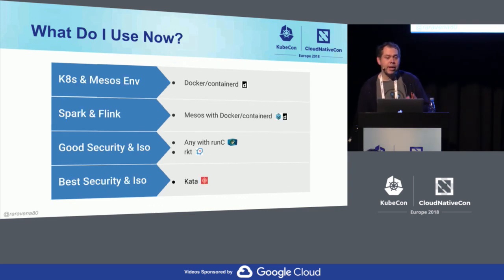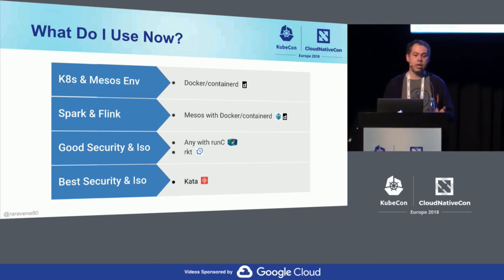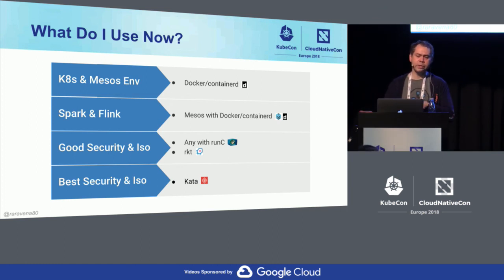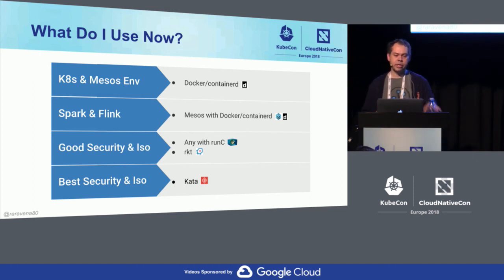If you have a mixed Kubernetes and Mesos environment, just like we do at Branch, you might stick to Docker and Containerd because it's supported by both Mesos and Kubernetes. If you have a lot of big data applications like Spark and Flink, you probably want to use Mesos with Docker Containerd, not with Mesos containers. Kubernetes just released a Spark controller, but it's still in the works and not very production ready. So if you want production-ready Spark or Flink, you might stick to Mesos.